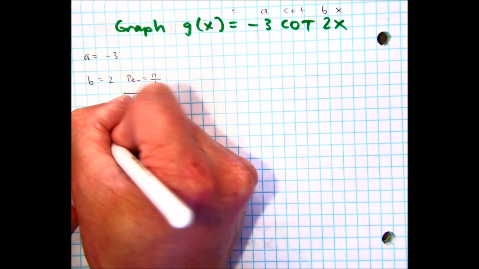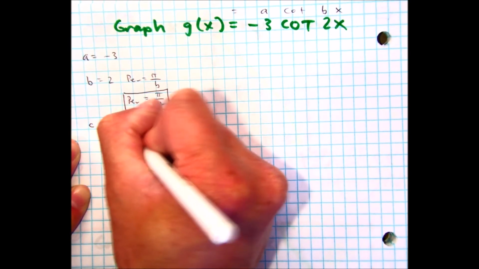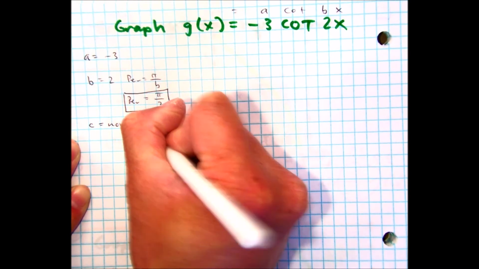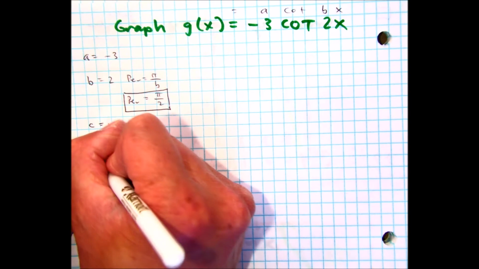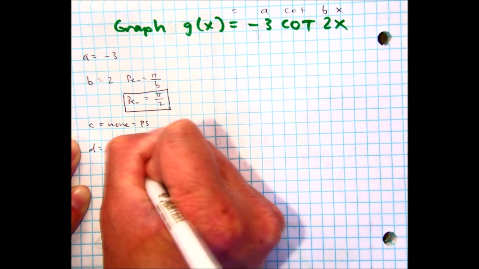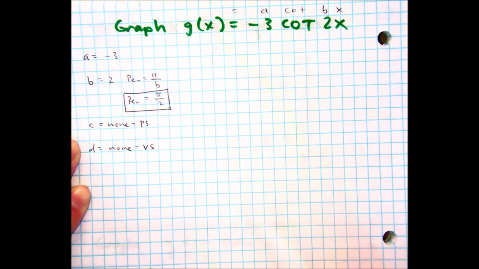You can also list if you wanted. C, there is none because there is no phase shift. Phase shift just means left or right. No parentheses. D value, none. We call that a vertical shift. None.